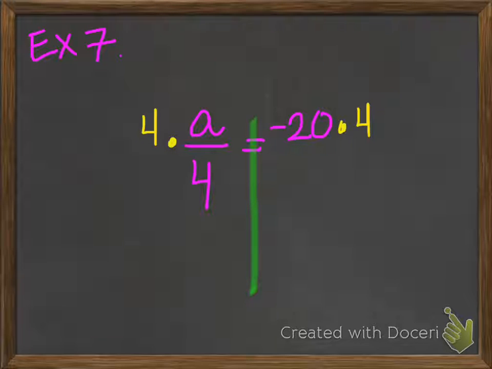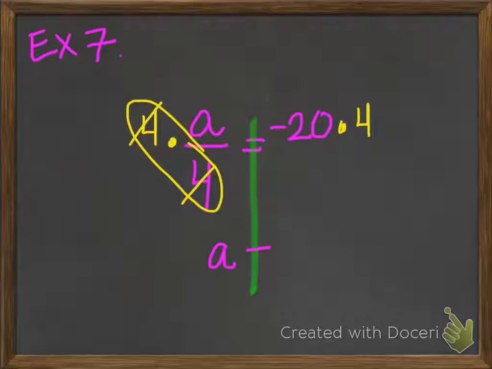Now, when I do that, what I end up getting on this side over here is 4 over 4. Well, if I have 4 in the numerator and 4 in the denominator, that means I have 4 divided by 4, and so that means I have 1. So you can think of it as reducing on the diagonal or dividing, but these two 4s basically make 1, right? 4 divided by 4 is 1. So what I'm left with on the left side is a, and on the right side now I have negative 20 times 4, and negative times a positive is a negative 80.